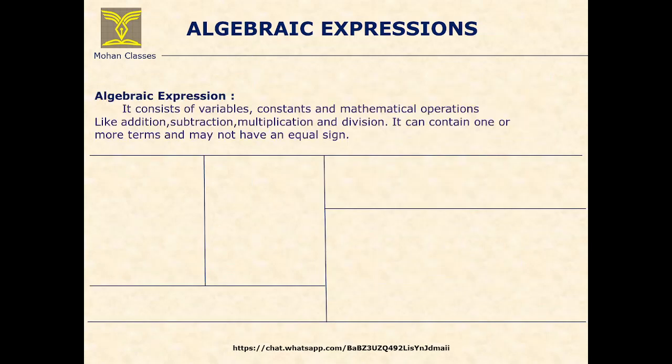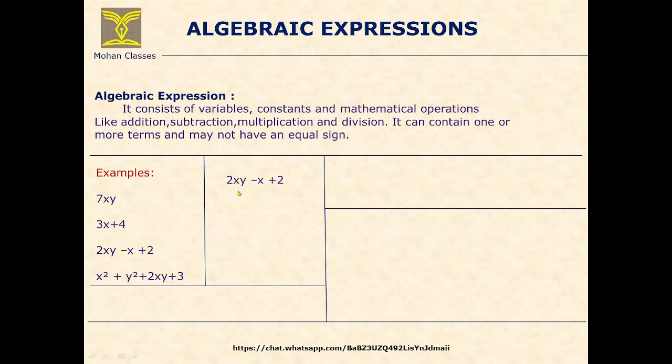An algebraic expression consists of variables, constants and mathematical operations like addition, subtraction, multiplication and division. It can contain one or more terms and may not have an equal sign. Examples are 7xy, 3x plus 4, 2xy minus x plus 2, and x square plus y square plus 2xy plus 3. These are all called algebraic expressions.